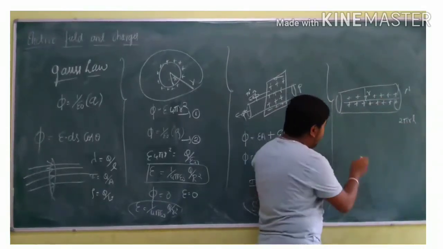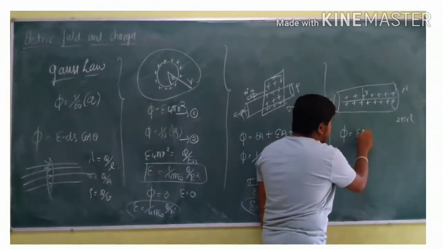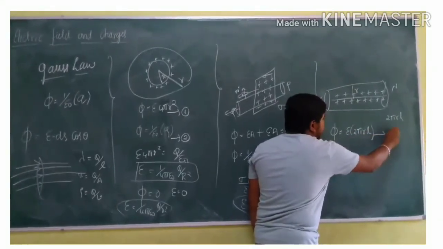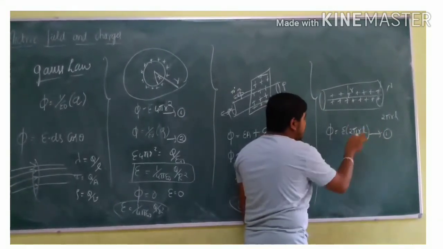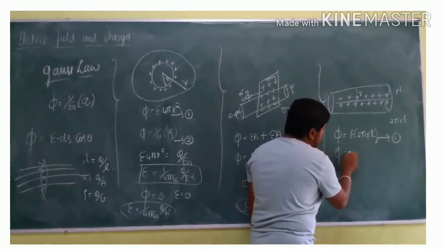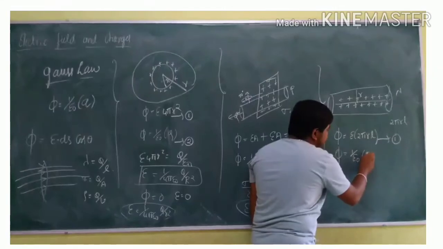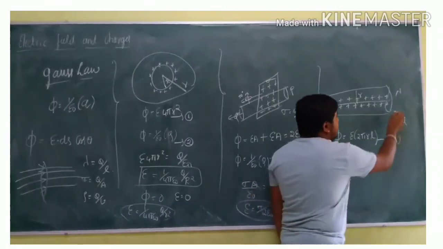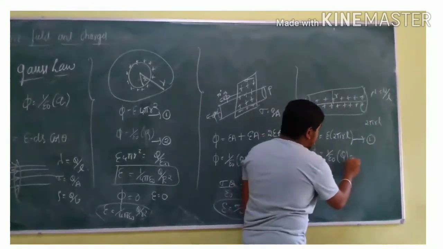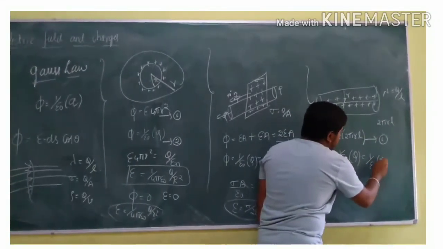What we do is, flux is equal to Ea cos theta, E into 2 pi rL. So we know the definition of flux. According to that, flux is equal to E into 2 pi rL. According to Gauss law, flux is equal to 1 by epsilon naught times net charge. But charge per unit length is equal to lambda. So Q is equal to lambda L. So 1 by epsilon naught times lambda L.